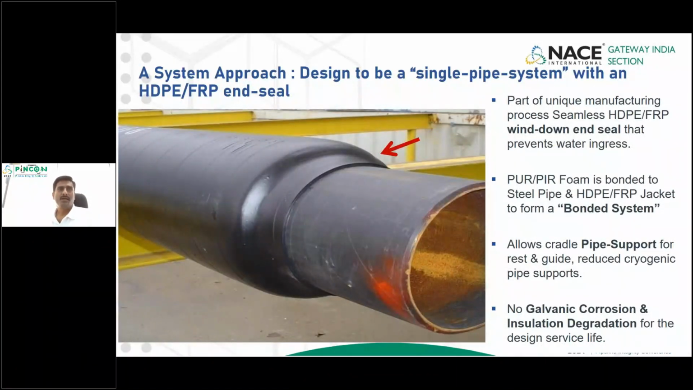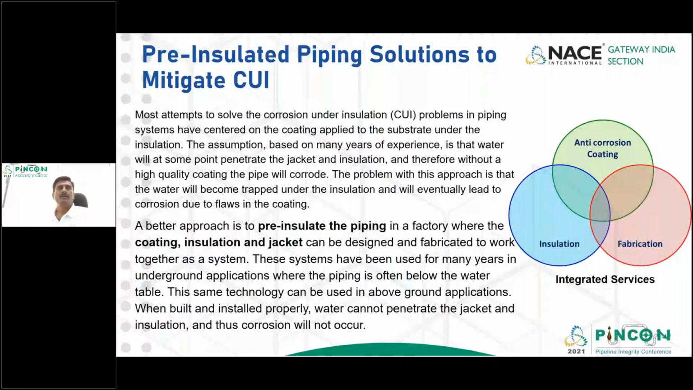A system approach needs to be designed to be a single pipe system, which is a bonded system having wind down end seal that prevents water ingress, rugged and durable casing, and prevents insulation degradation, galvanic corrosion, and corrosion under insulation. Need of the hour is Atmanirbhar Bharat Abhiyan, an integrated service to mitigate corrosion under insulation.